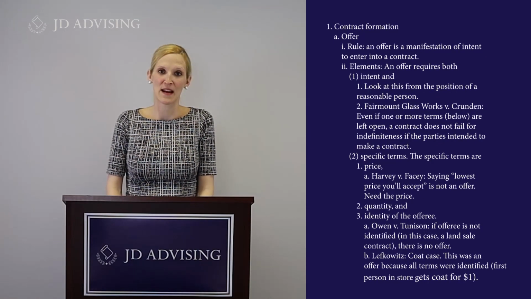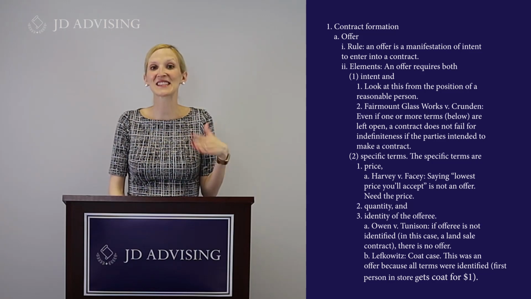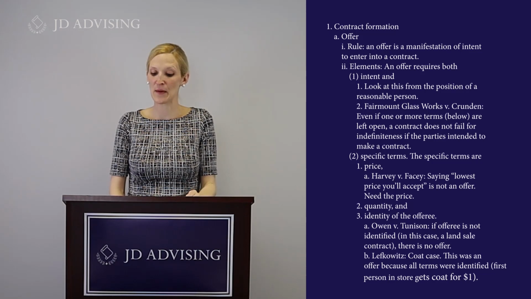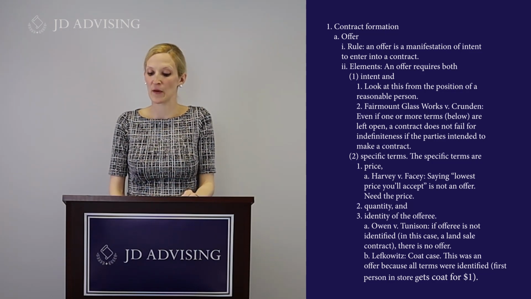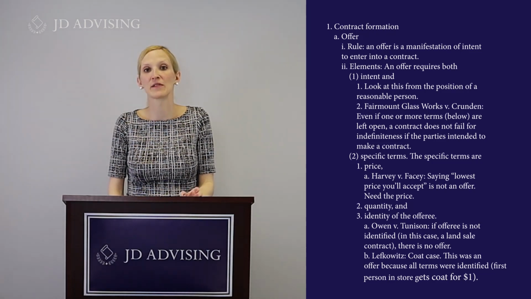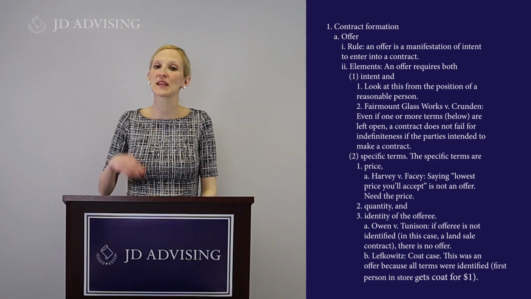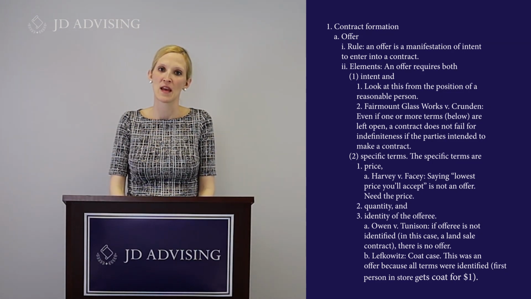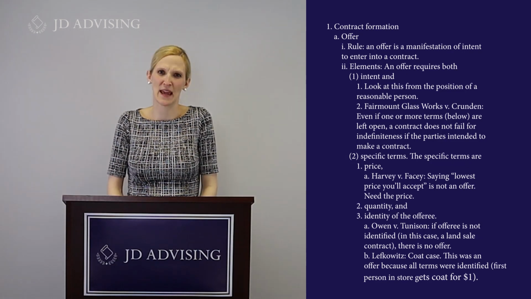Next, add cases, or at least the rules from cases. Now, even if you don't read every word of every case, and I definitely didn't in law school, it can still be helpful to add the cases that you talk about in class. For example, you can see in the sample outline, there's some cases added: Fairmount Glassworks, Harvey v. Facey, Owen v. Tennyson. And this is how I would organize my outline: I'd put the case name and I'd have a very short description of what happened in the case, usually about a sentence, or just the holding from the case.